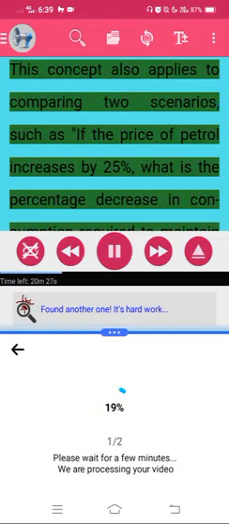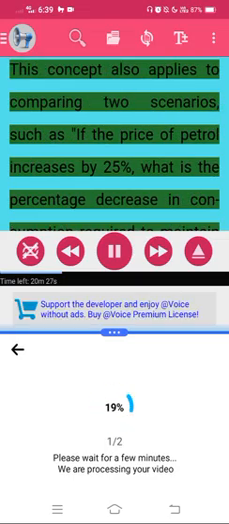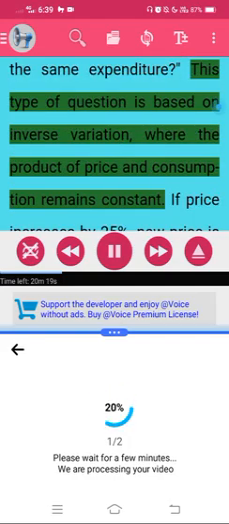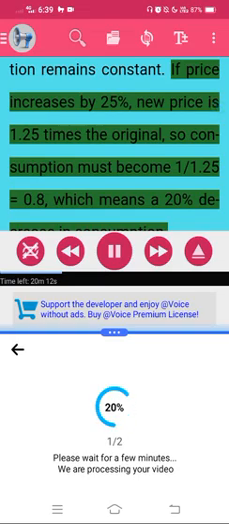This concept also applies to comparing two scenarios, such as, if the price of petrol increases by 25%, what is the percentage decrease in consumption required to maintain the same expenditure? This type of question is based on inverse variation, where the product of price and consumption remains constant. If price increases by 25%, the new price is 1.25 times the original, so consumption must become 1 over 1.25 equals 0.8, which means a 20% decrease in consumption.